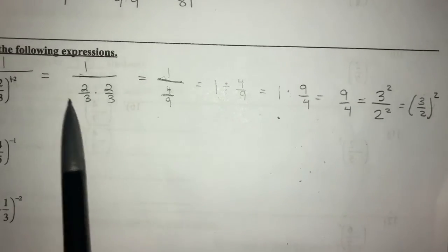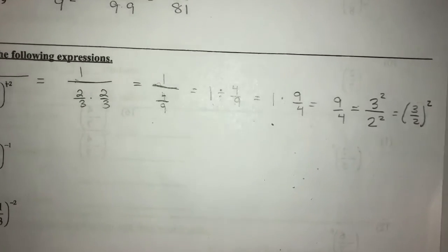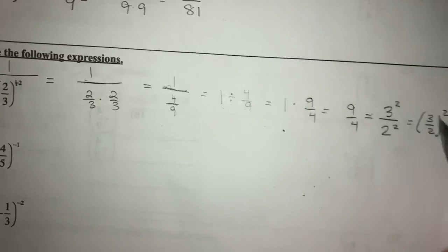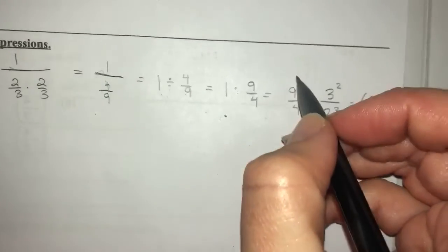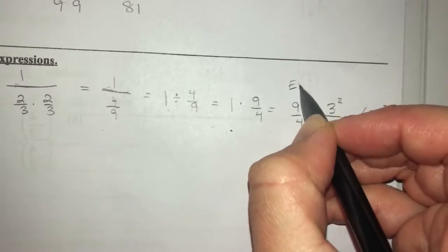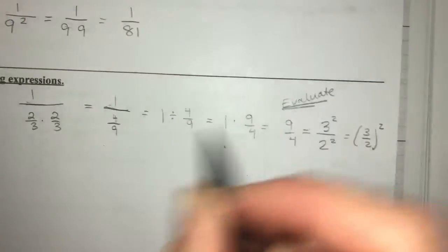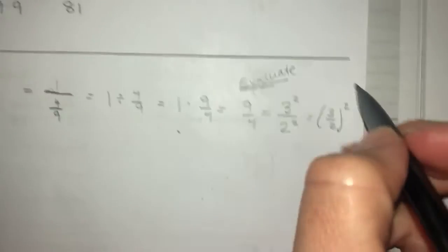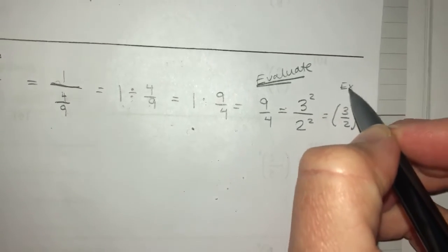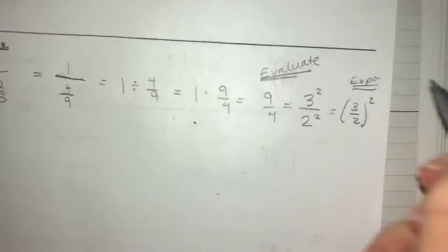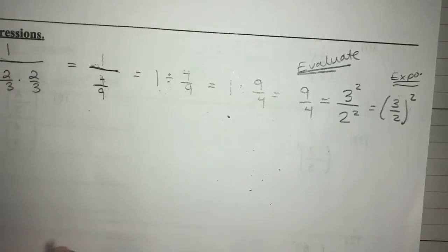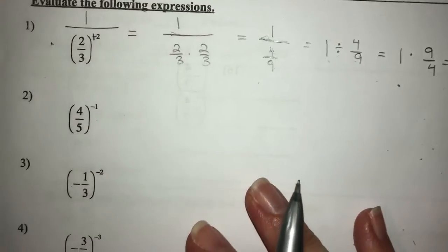And we'll see that happen because this is quite a long process to do all the time. But let's try it again. If they ask you to evaluate, which this one does, the answer would be evaluated. If they don't, this would be exponential form. And we'll just write it as an exponent, but that's exponential form. So let's go ahead and continue with this evaluation.